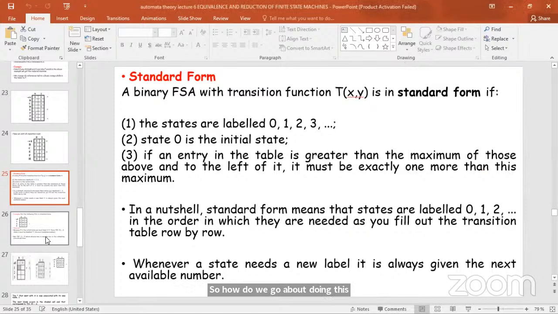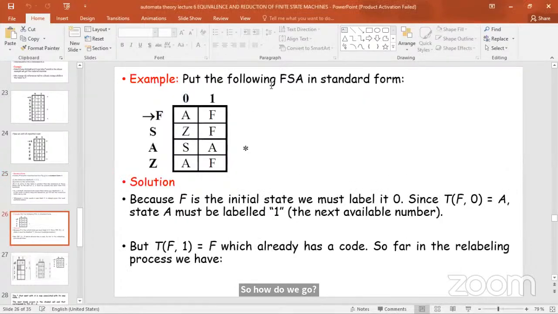Now, let's look at a simple example. Put the following FSC in standard form. Now, if you want, just unmute your mic so that we'll quickly get out of here. Now, what is the initial state here?